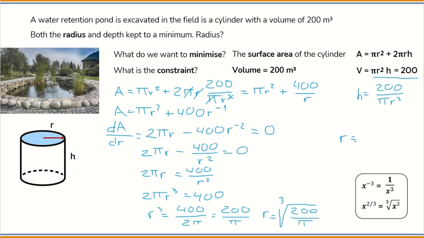The radius is the cube root of 63.66. So the radius is 3.99. We need to round the answer to 1 decimal place. So the answer is going to be 4 meters. The pond with the minimum surface area is going to have a radius of 4 meters.